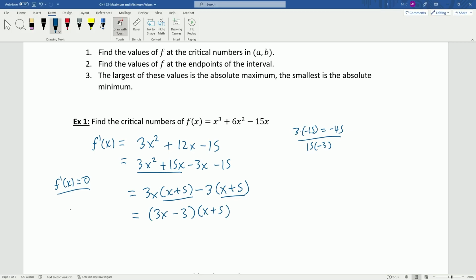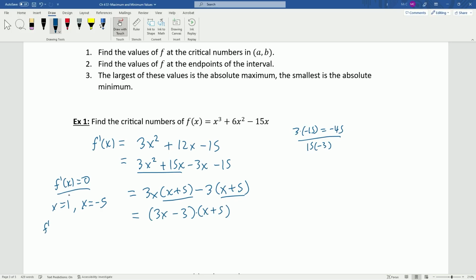So then f prime of x equals 0 when x equals 1 or x equals negative 5. I'm skipping that step, but of course, you just find that by setting each factor equal to 0. 3x minus 3 equal to 0, solve for x, you get x equals 1. x plus 5 equal to 0, solve for x, and you get negative 5. So those are our critical numbers.